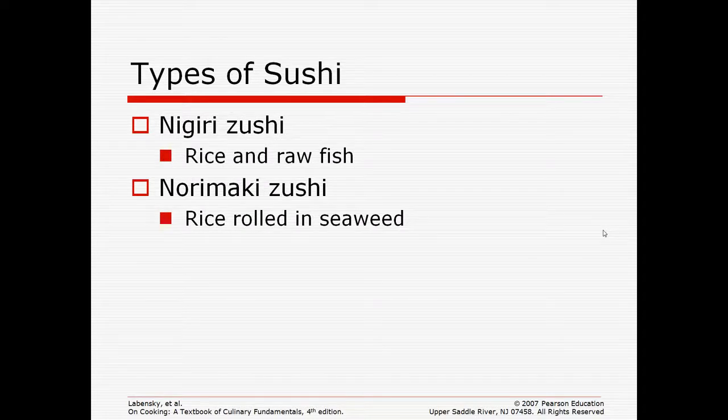Now, moving on to sushi, you will get to make some sushi. I'm going to just talk about 2 different kinds here. Nigiri Zushi, which is rice and raw fish, and Norimaki Sushi, which is rice rolled in seaweed. And you might have seen both of these if you're a sushi person.